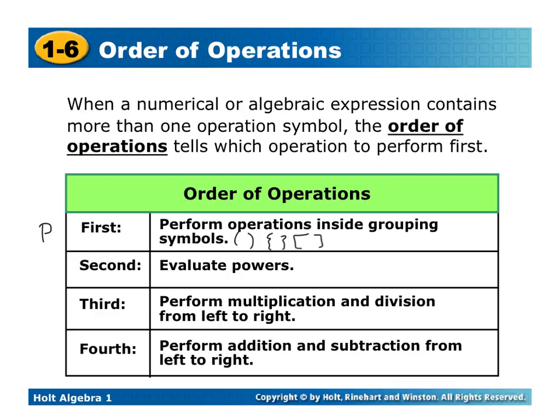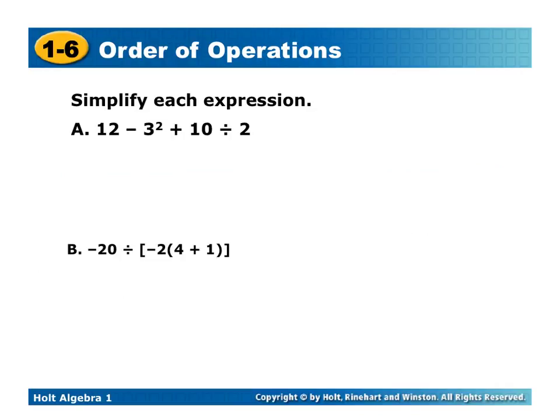Second, you're going to evaluate powers, so that would be an E. Third is going to be multiplication and division from left to right. And then fourth would be addition and subtraction from left to right. Spelling out the word PEMDAS, which is an acronym that we often use. So let's use the order of PEMDAS to simplify the following expressions.